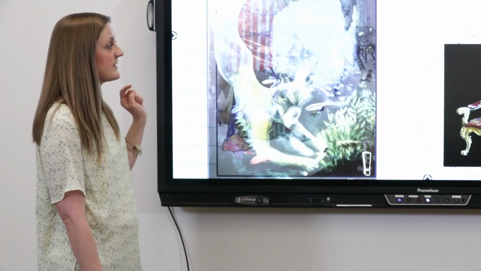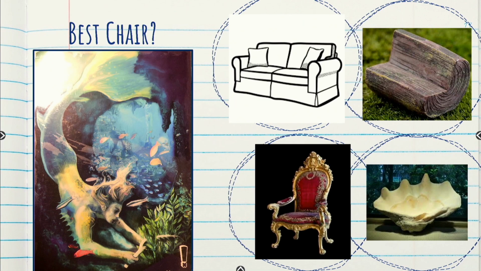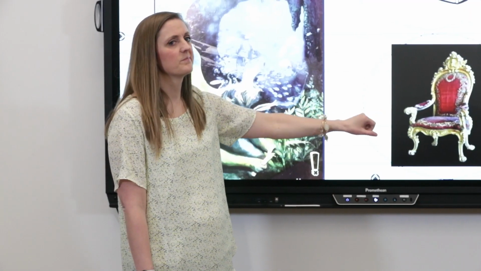But would it be the same for our merman? Again, here, our sofa and our royal throne probably would not do so well under the water. So I think we're going to go with the seashell on this one, don't you? I agree.